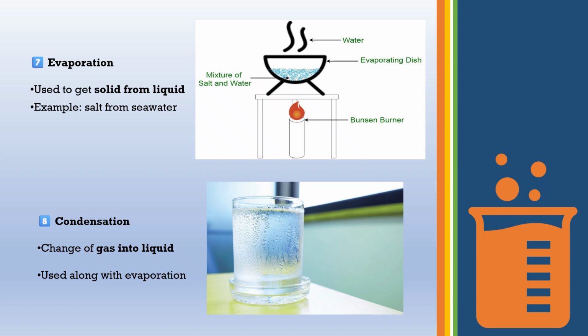Next one is condensation. Now let us understand condensation. Condensation is the change of gas into liquid. When water vapor comes in contact with a cold surface, it changes back into liquid water. Condensation is used along with evaporation. Evaporation removes the liquid and condensation helps us collect the vapor back as a liquid. Thus, evaporation and condensation together help in the separation of substances.